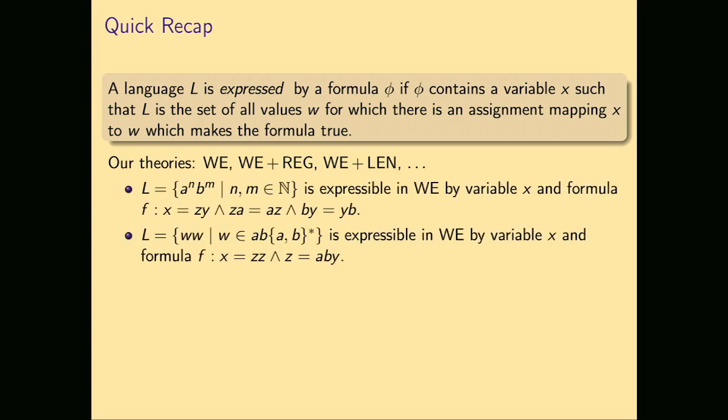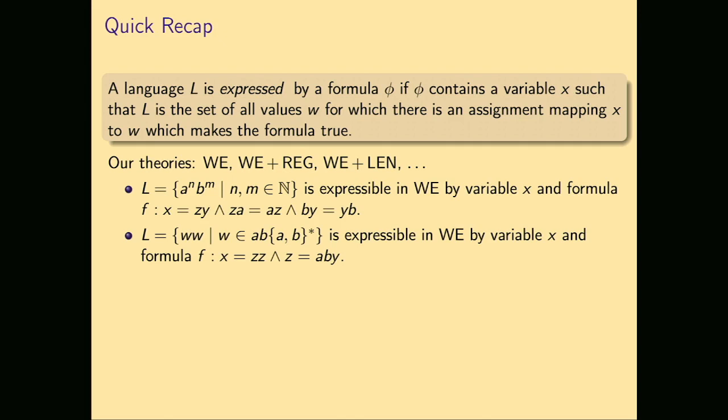For instance, just to see some examples, this language a to the power n, b to the power m is expressible in word equations by a variable x. You simply say that x is the concatenation of two variables, z and y. Z will be the a's, y will be the b's. And then by saying za equals az, you enforce that z is a repetition of a's. And you do the same trick for y's. So this is done by word equations alone.